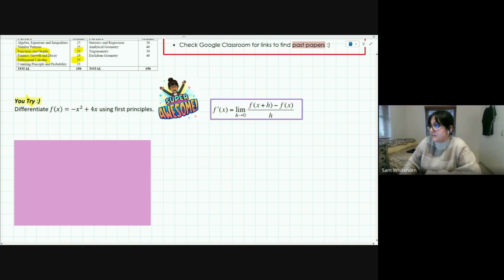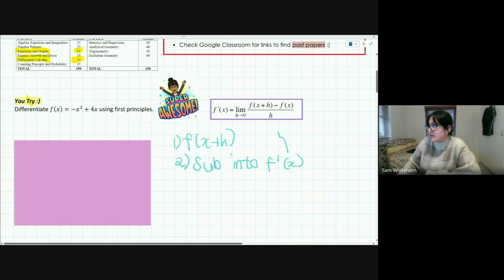Alrighty. So while you're trying, your first step was to determine your f of x plus h expression. Your second step was to sub it into your formula. Like I said, the handwriting will get better. Okay, and this formula is obviously this bad boy over here. Your third step was to factorize. And then your fourth step is to consider the limit as h goes to 0.